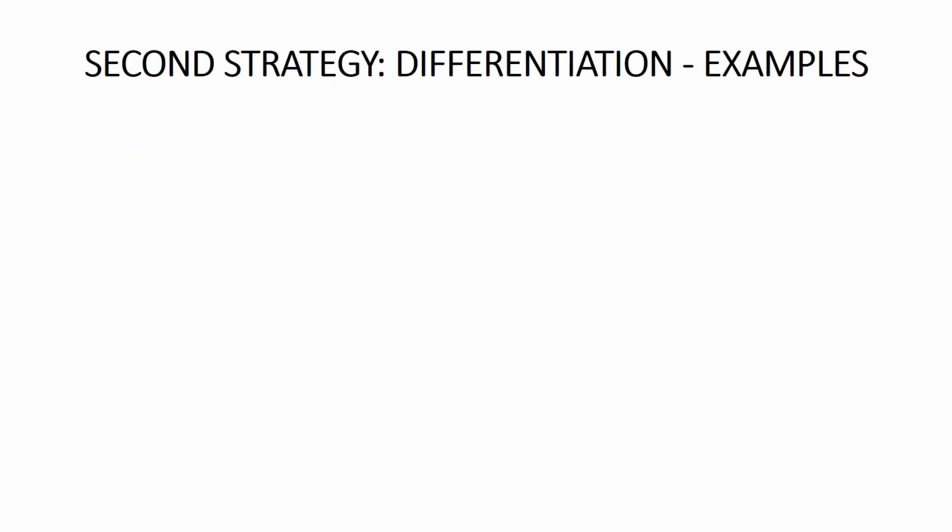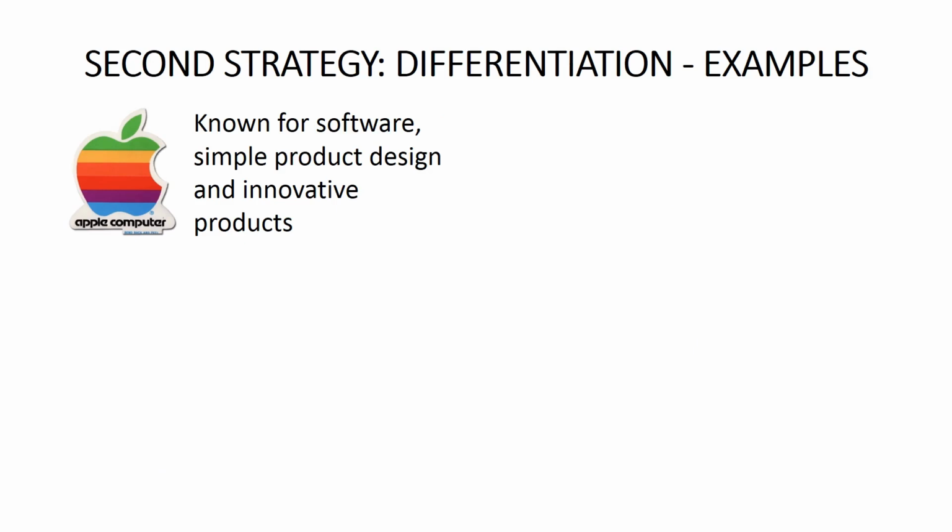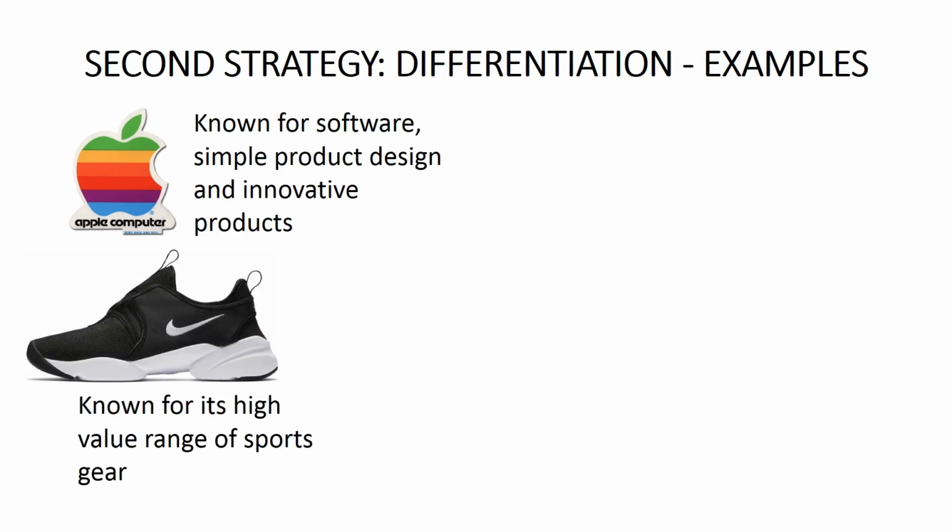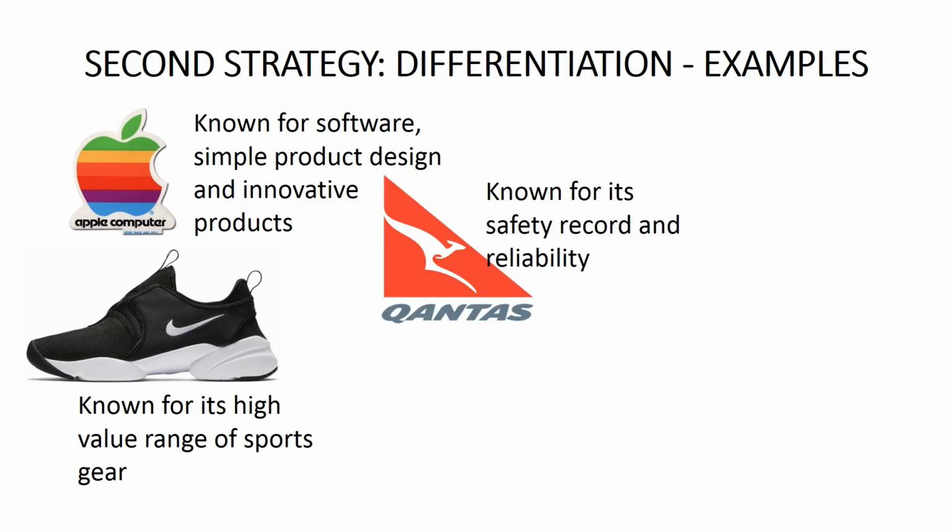Here are some examples of businesses that have been very successful with their differentiation strategies. Apple. They are known for software, for simple product design, and for their innovative products. We've already talked about Nike, which is known for its high-value range of sports gear. Qantas, which is known for its safety record and its reliability.